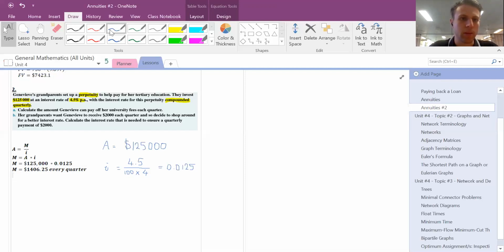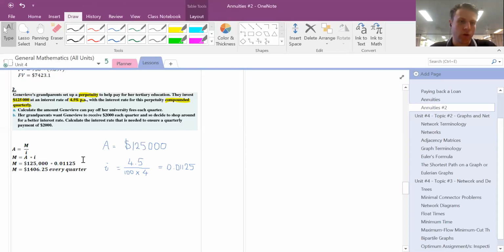I believe I made a mistake with the value that I did. I think it's 0.01125. So just make sure you double check that if you're wondering why I'm getting a different value. So let's shove that in there. All right, so calculate the amount Genevieve can pay off her university fees each quarter. She can pay off $1,406.25 every quarter. That's A.